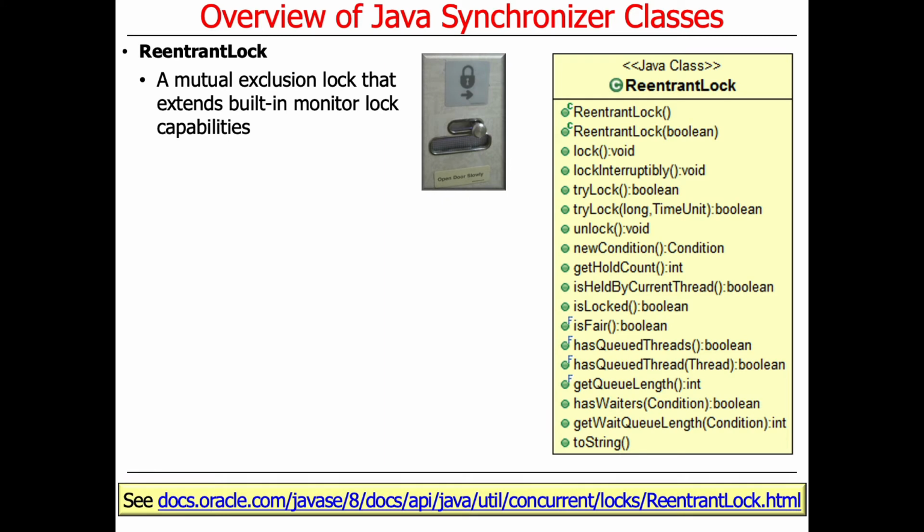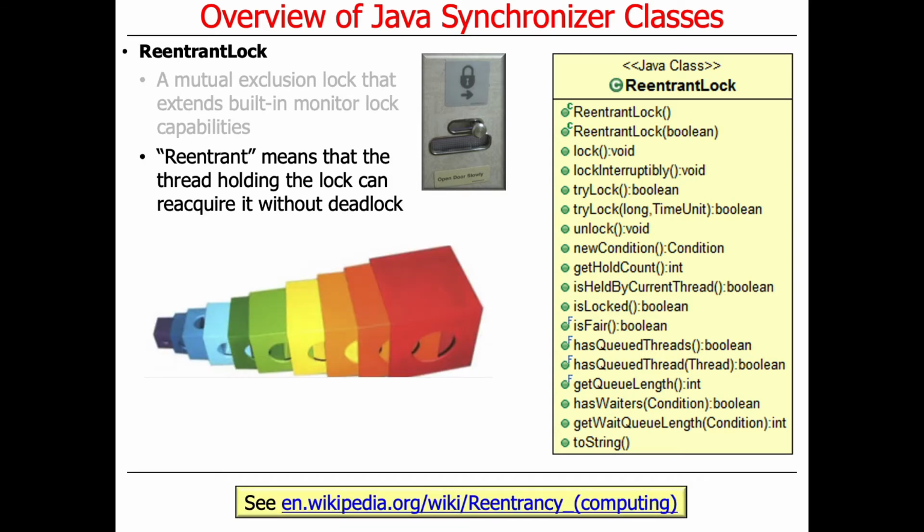One of the most basic synchronizers, which you'll get a chance to play around with a couple different ways in this class, is called a Reentrant Lock. This is a mutual exclusion lock that extends and enhances the built-in monitor lock capabilities. What does it mean to be reentrant? It's a funny term. Sometimes it's known as recursive. But reentrant means that the thread that holds the lock can reacquire it without deadlocking on itself.